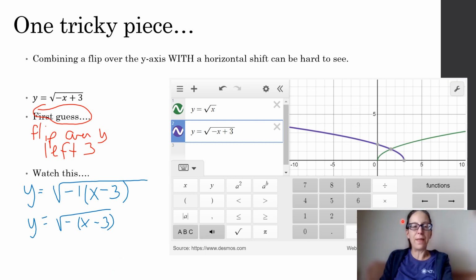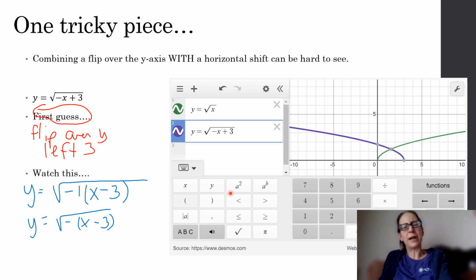Slide it to the right and then flip it over. And so, not sliding it to the left. I think I said that backwards. This is not my finest video.